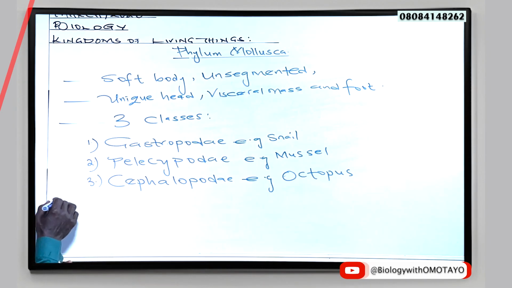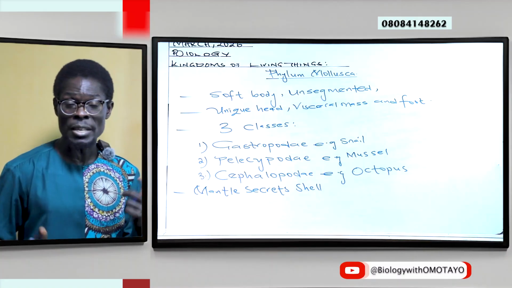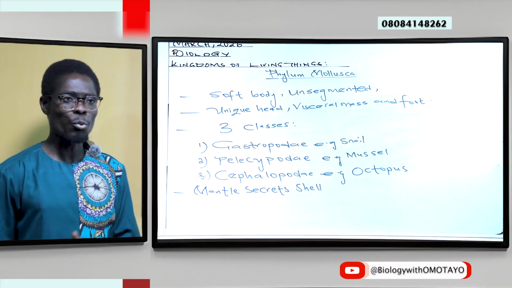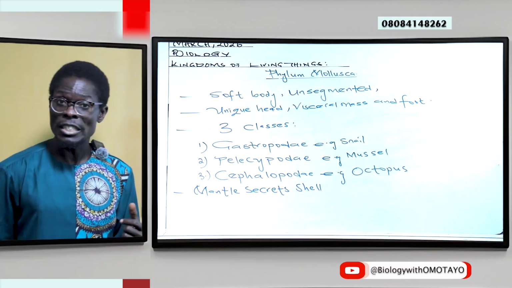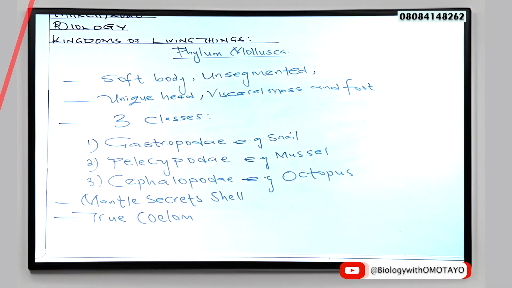One, the mantle always secretes the shell. For examples that have shells, yes, the mantle secretes the shell. Take note of this, candidates who will be taking the UTME exam. This is a unique question that does come out. Another quick one is that organisms here have a true body cavity. They equally possess a muscular foot.